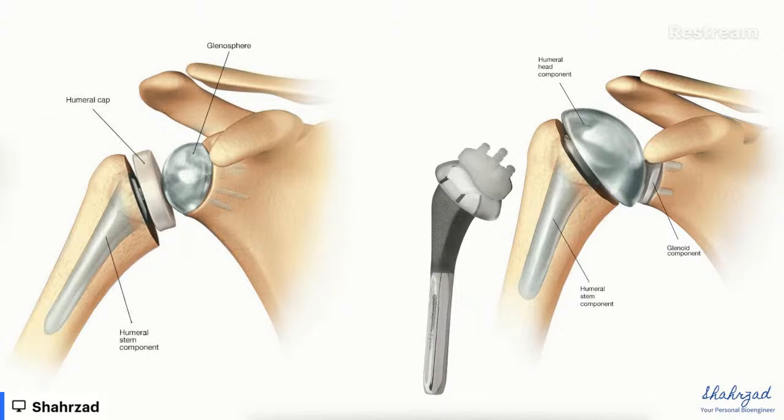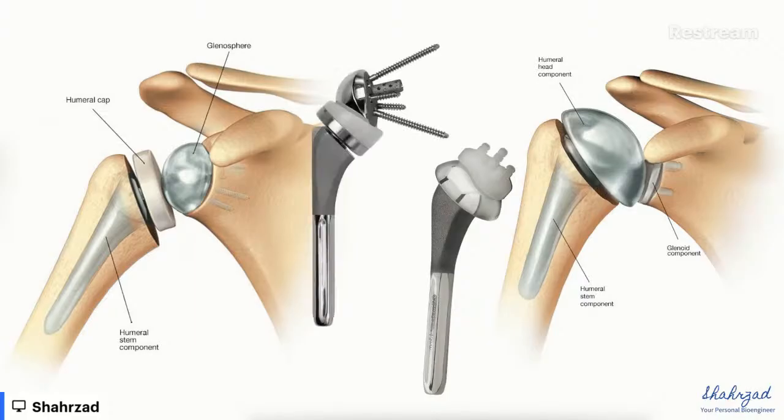So again, in a real life scenario, this is what the implant would look like, because this image seems to be exaggerating this humeral head a little bit. This is more what you would see in real life. And this as well is the reversed system right here.